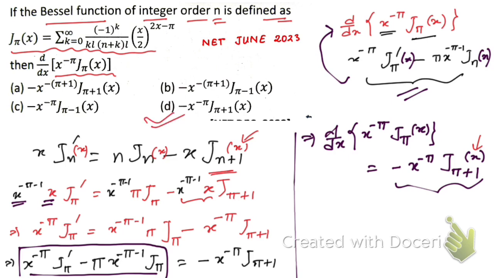So this is the option D. So our correct answer is D. Okay, so answer is option D. This is the correct answer. This is option D, right? So hope you have understood this.